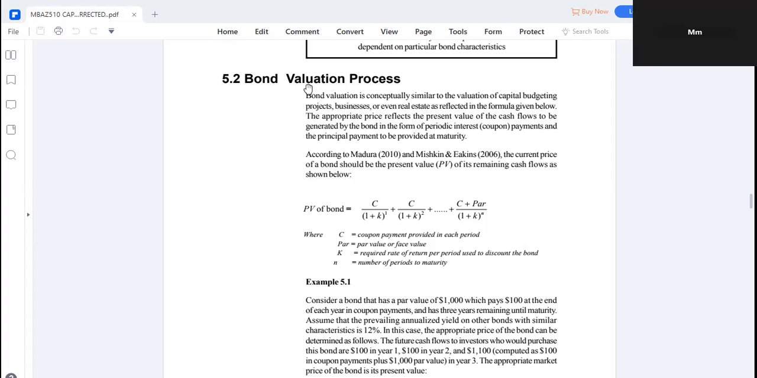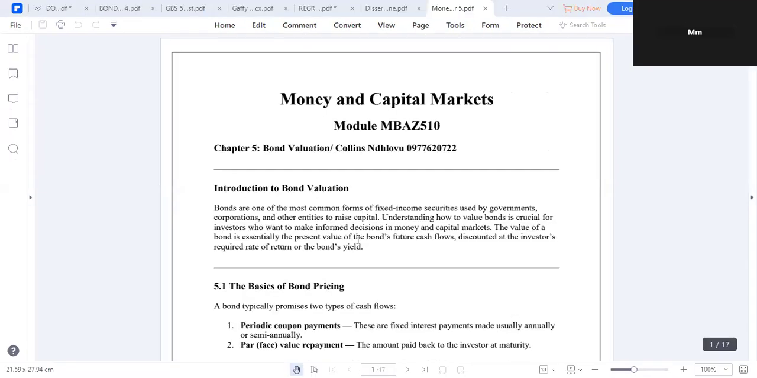So the valuation process is what we're going to look at. When we're dealing with bonds, like I said, there are different forms in which they come. They come in forms of fixed income securities that are backed by government, and others just to raise capital. So you need to understand how to value bonds to make investment decisions.